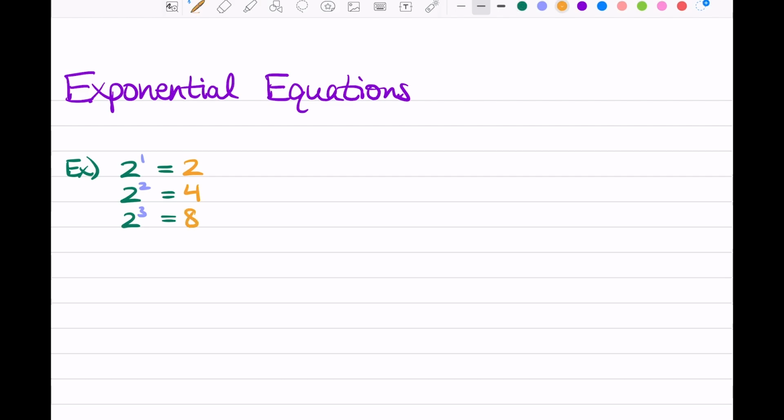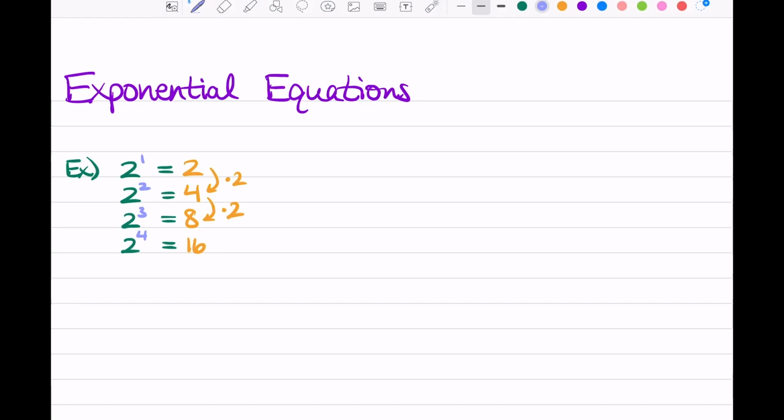And you can see that each time our exponent increases by 1, our answer multiplies by 2, because each time we're just multiplying by 1 more 2. So 2 to the fourth power would give us 8 times 2, or 16.